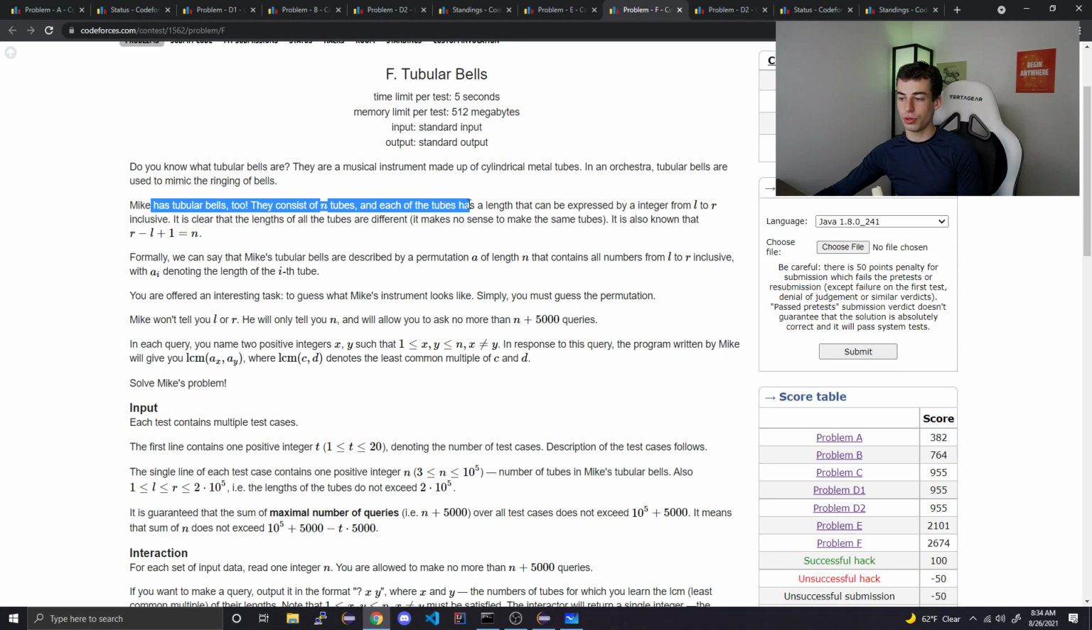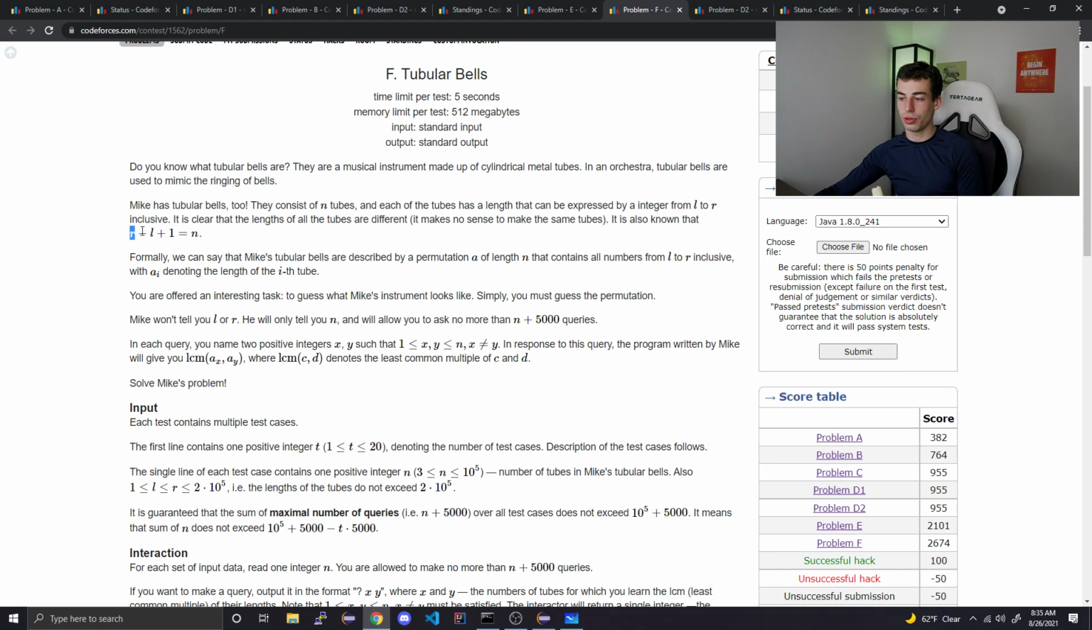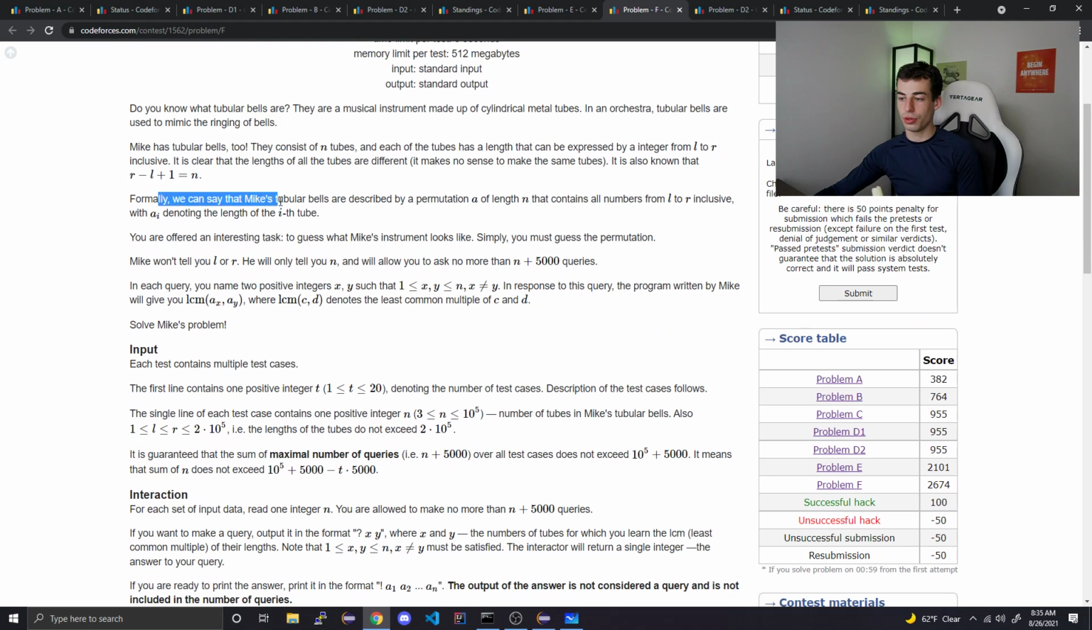They consist of n tubes. Each of the tubes has a length that can be expressed as an integer from L to R, inclusive. It's clear the lengths of all tubes are different. It makes no sense to make the same tubes. If you say so. It's also known that the difference between the biggest and smallest is equal to n, or the number of tubes is n. Gotcha. So there's a continuous range where they have all lengths. Formally, Mike's tubular bells are described by a permutation A of length n that contains all the numbers from L to R inclusive, with A_i denoting the length of the ith tube.